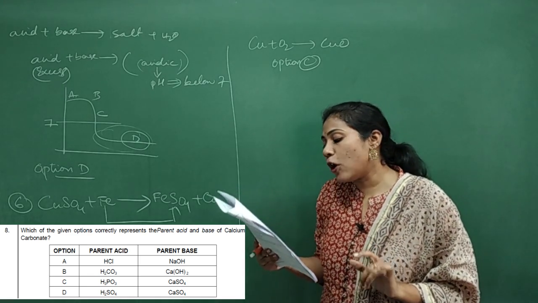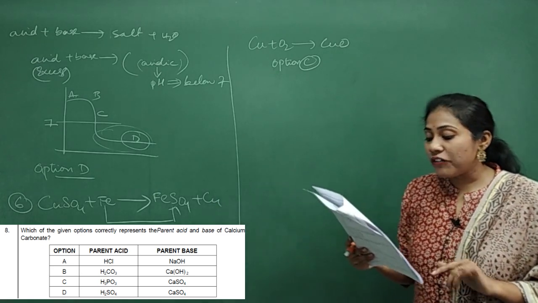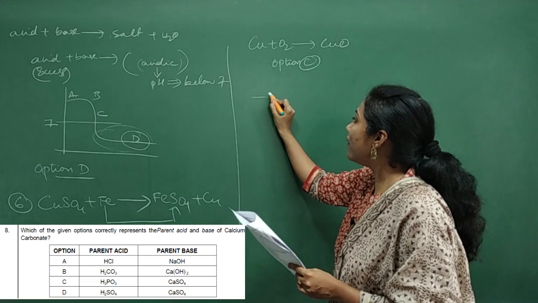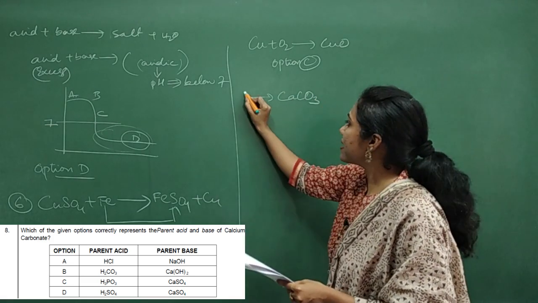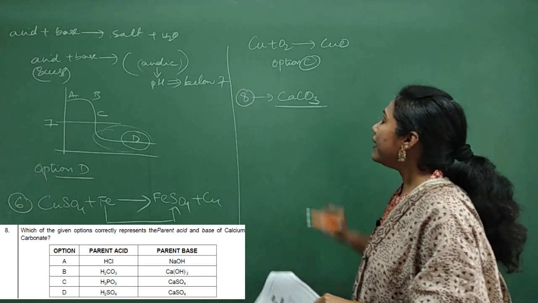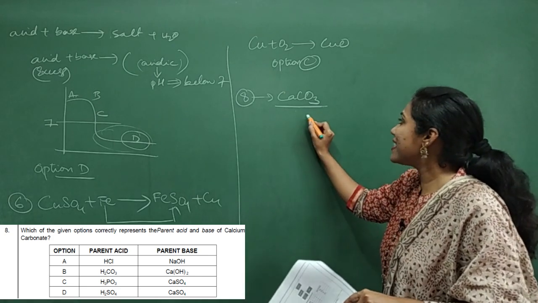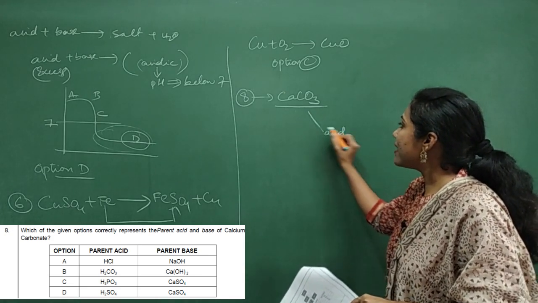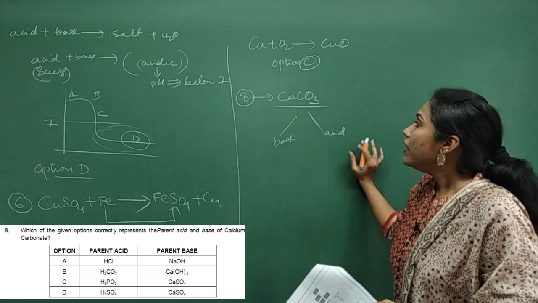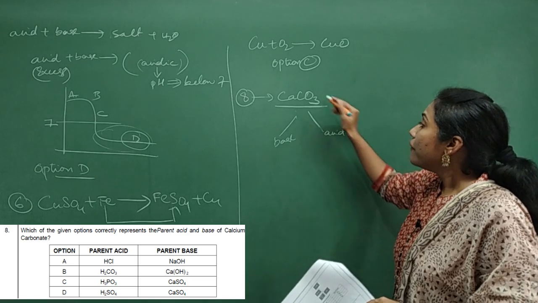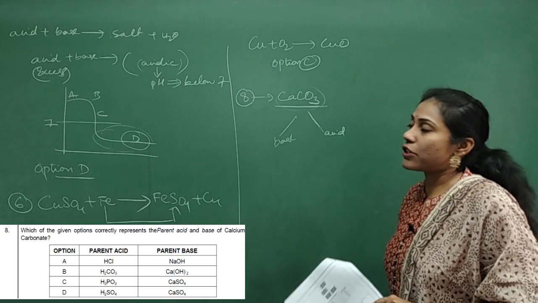Which of the given options correctly represents the parent acid and base of calcium carbonate? So you have a salt, calcium carbonate, right? Which question am I discussing? 8th question. And they are asking, a salt is always formed from one acid and one base. When a base combines with an acid, salt is formed. So this is the salt formed already. From which acid and from which base did you get this calcium carbonate?